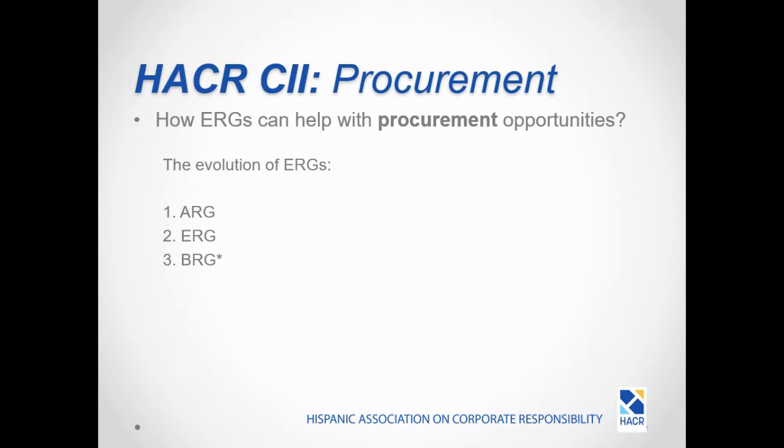And it's a bit hard to answer this question without taking into account the evolution of ERGs, or at least the theory of evolution of ERGs. And that is that many ERGs start out as affinity resource groups. And that is a grouping of people who get together because they share common characteristics or interests with one another. And after some time, that ARG evolves into an employee resource group, or ERG. And ERGs are more focused on the development of their members into leaders within the organization. And over time, that then evolves into a BRG, or a business resource group.